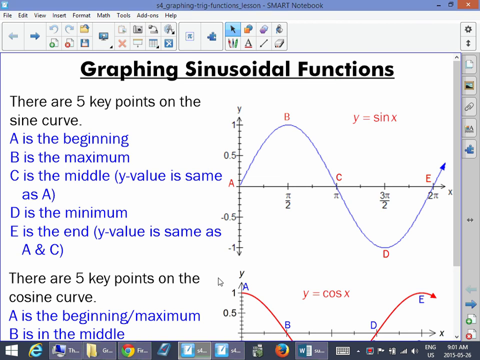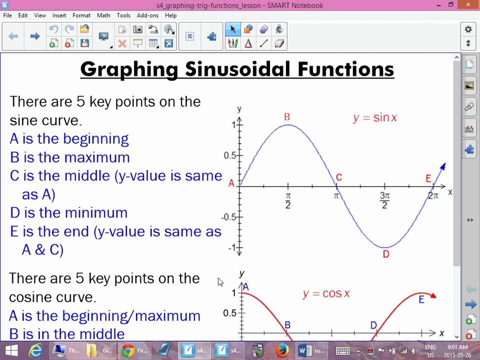Hey grade 12s, today we're going to take a look at graphing sinusoidal functions. In other words, we're given the equation and we need to graph the function. Now, the beginning of this lesson looks familiar, and it is, because I want to really recap and highlight the characteristics of the sine and cosine graph so that when we start graphing this, we know what we're doing, okay?